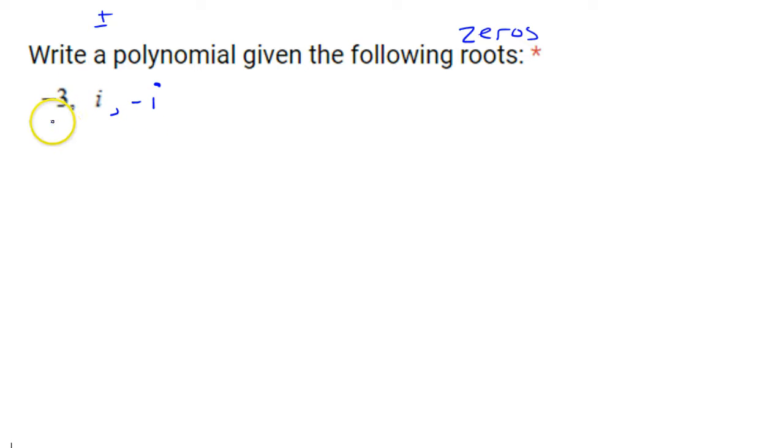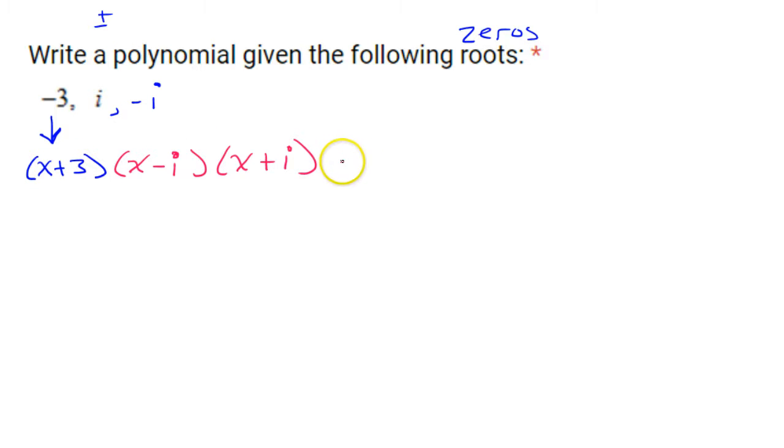So negative 3 comes from a factor of x plus 3. Imagine setting this equal to 0 and solving, you would get negative 3. Similarly, i would come from a factor of x minus i, and negative i would come from a factor of x plus i. So you're really just doing the opposite of each one of these. To get the polynomial, you just have to multiply it all out very carefully, and that's really all there is to it.